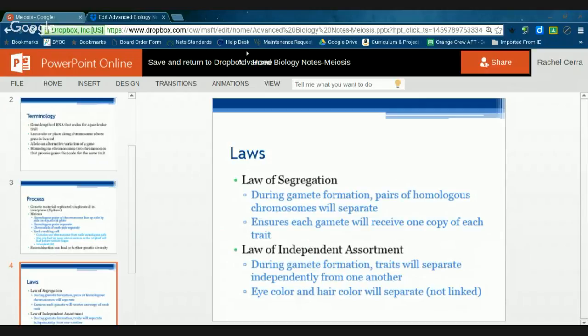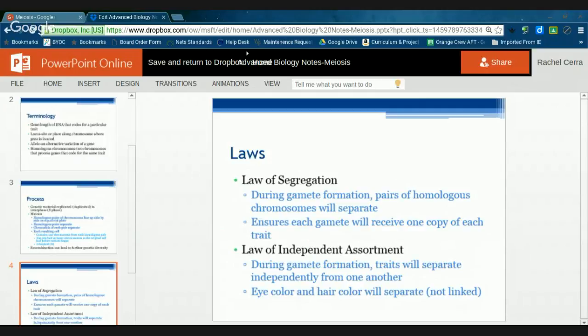So when we're forming gametes, when we're going through that gamete formation, which is basically a different way of saying when you're going through meiosis, pairs of homologous chromosomes are going to separate. It seems very obvious, but it's stated as a law. So when we're going through meiosis, your homologous chromosomes will separate. Like I said, it seems very silly and kind of redundant, but still important to know about.